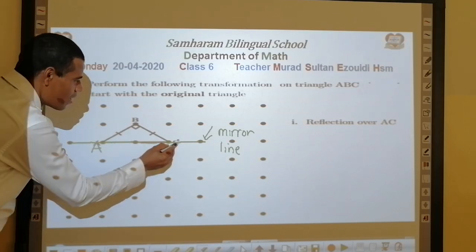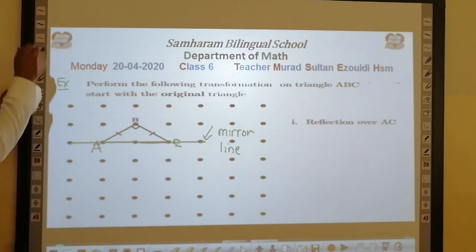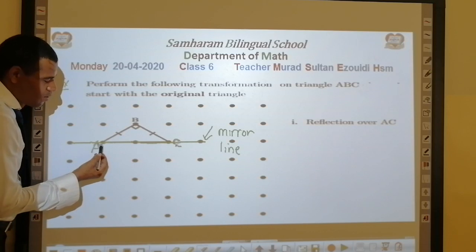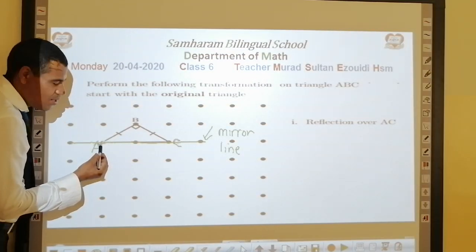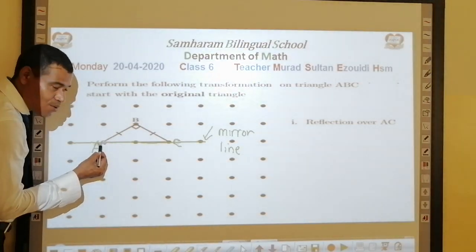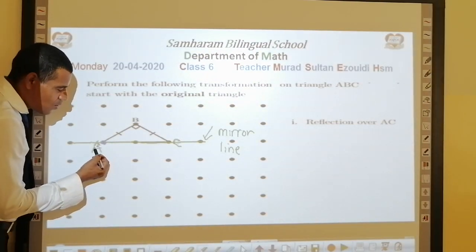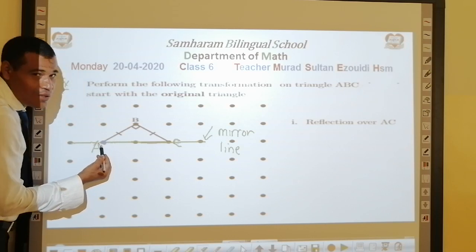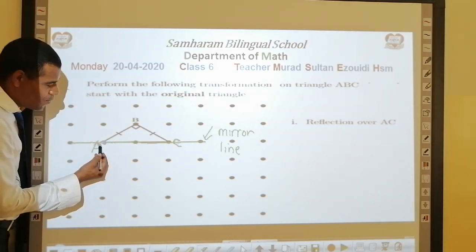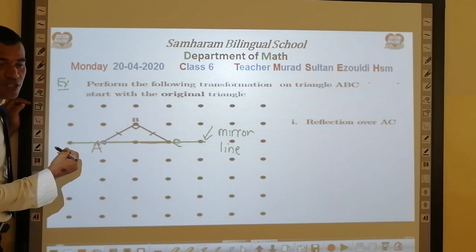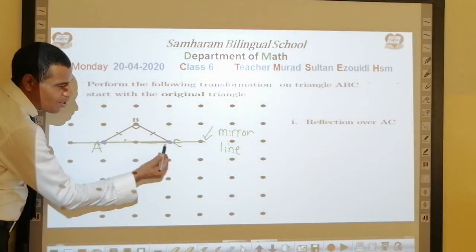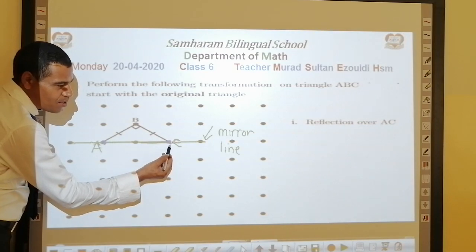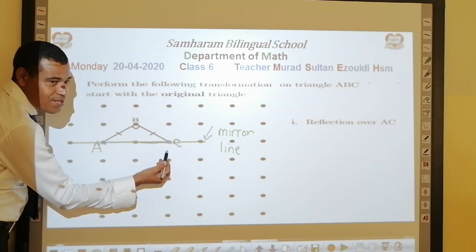So, you can see that if you would like to reflect this point in the mirror line, this point belongs to the mirror line, meaning that this point A lies on the mirror line. So no need to transform. It will be on the same point, the same position. Then C also lies on the mirror line. So the image of C on the mirror line will be the same C.